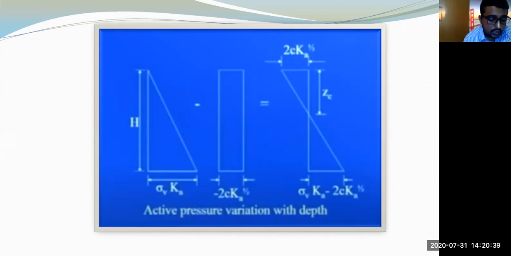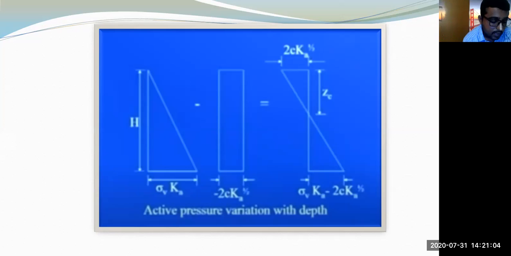And if you combine these two, what will be the resultant? You can see it is very interesting. Here it is minus 2c square root of Ka, so it will be towards the upper side. So you see 2c square root of Ka at depth z equal to 0. Now at depth z equal to h, what will be the case?